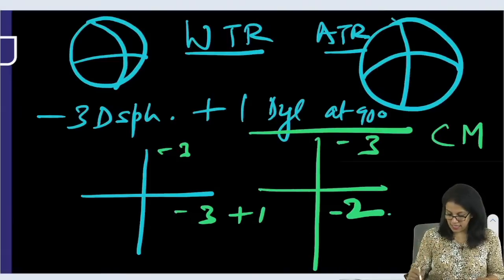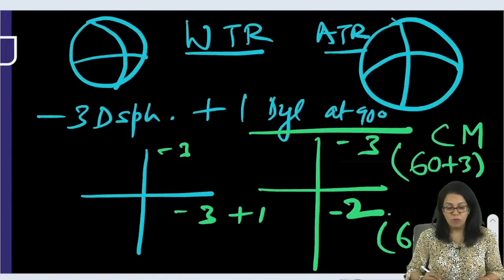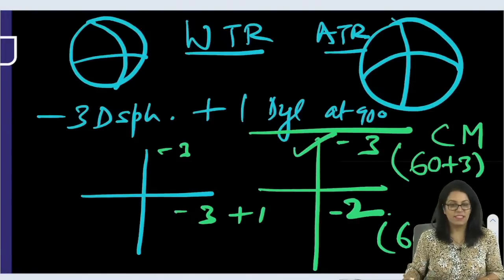Now, do you agree? When I say -3, what will the power be? Now, nobody will make a mistake. 60 plus 3 power is here. And what is the power here? It is 60 plus 2. More power on the vertical, therefore, it is with the rule.